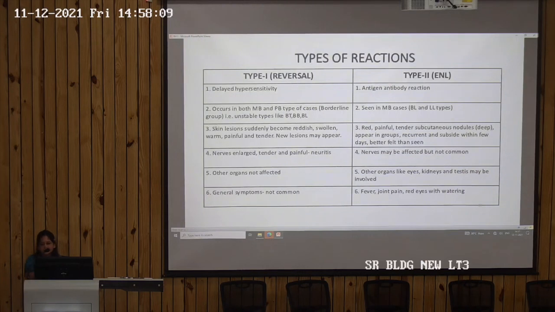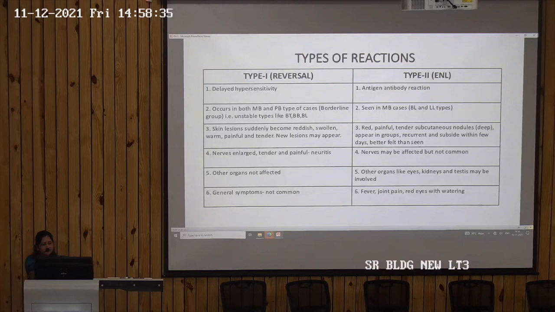Lepra reaction type 1 is there, lepra reaction type 2 is there. We'll just see what happens when you start the therapy. Type 1 is a delayed hypersensitivity reaction, also known as reversal reaction. And type 2 is Arthus type of reaction, that is antigen antibody reaction. जब bacilli निकलते हैं, when you're giving the drug, these lepra reactions can occur.